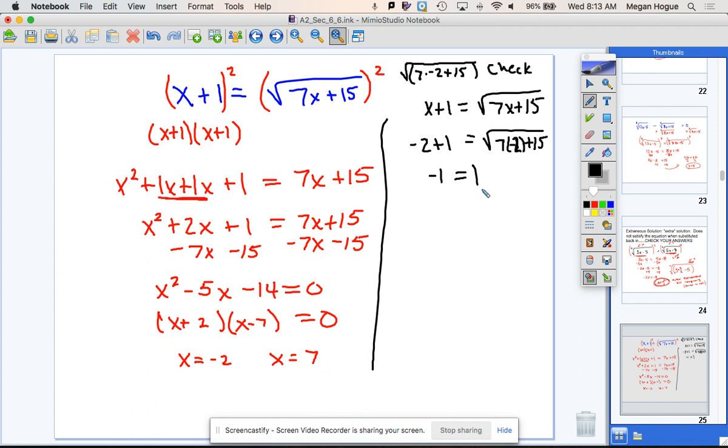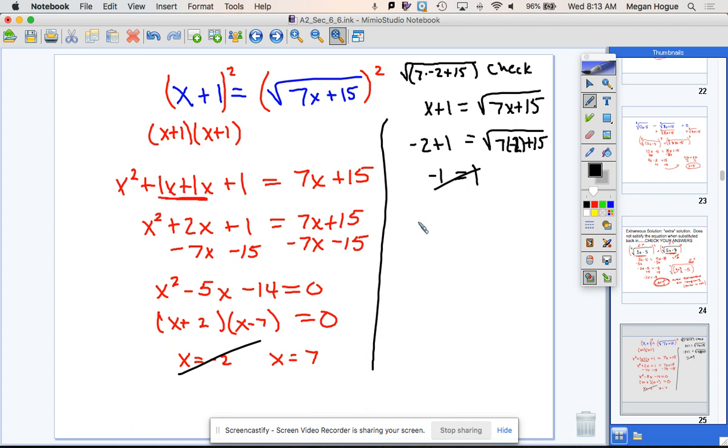-1 equals 1. Does it? No. Not the last time I checked. Those are not equal. So I go back here. -2 is extraneous. I just put a line through it. So I put a line through -2. That's all I need to know that it's extraneous.